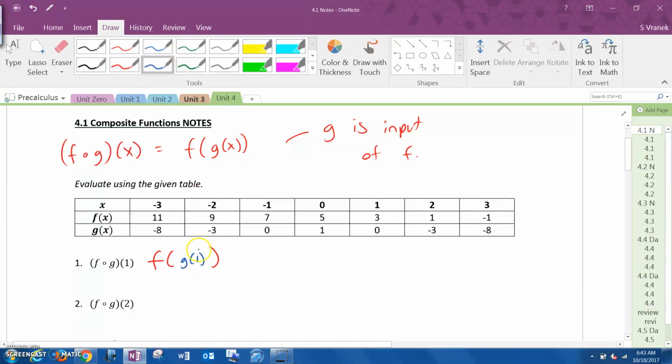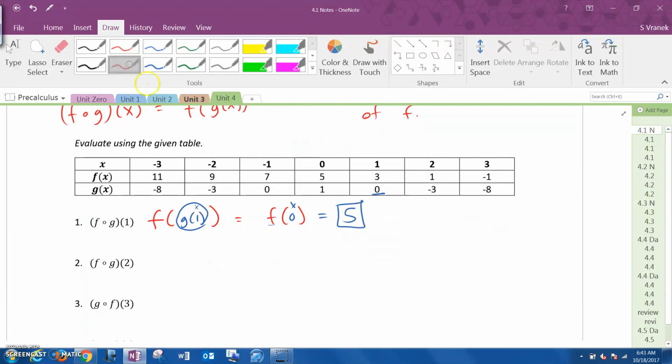To do that, this is telling you that the x is 1. So when x is 1, the output of g is 0. So this whole thing then is going to turn into the number 0. So this becomes f of 0. Now 0 is your input. So now 0 is like your new x. So when I go to 0 for x, I look at what f is because I want f this time. And I get that the final answer to the problem is 5.